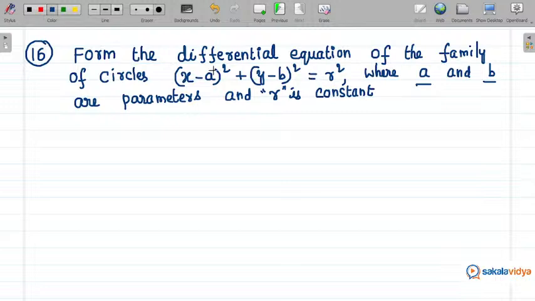So now this is a very, very important problem, a most expected question in the examination. Please try to concentrate on this question, all of you. This is very, very important.